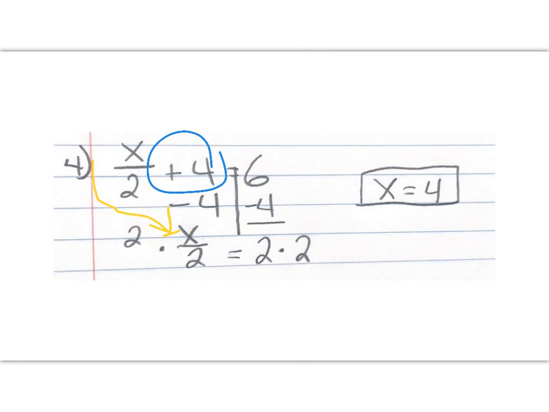And we know that a fraction tells us to divide, so the opposite of division is multiplication. So I multiply each side by 2. 2 times 2 is 4, so x equals 4.